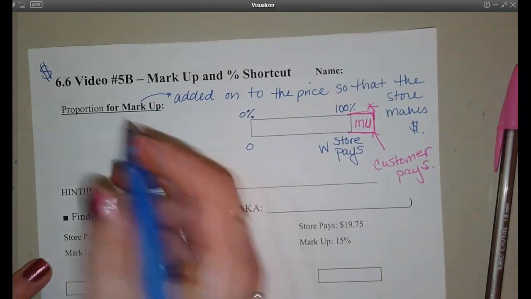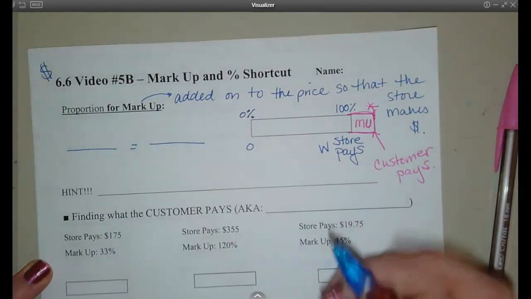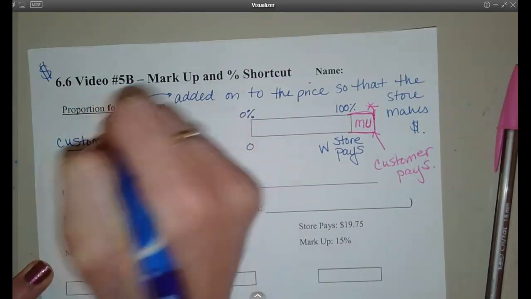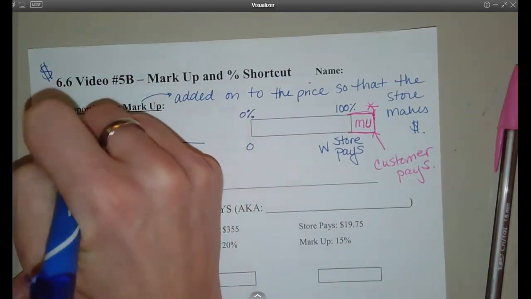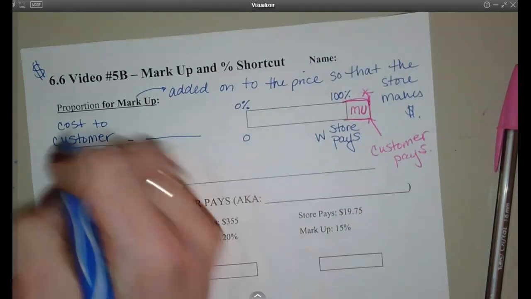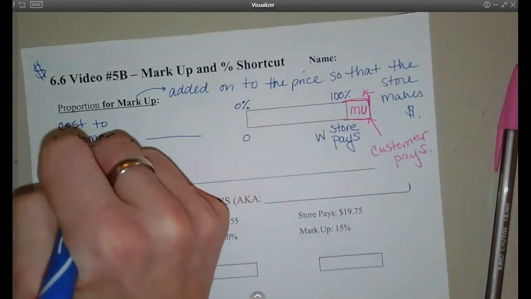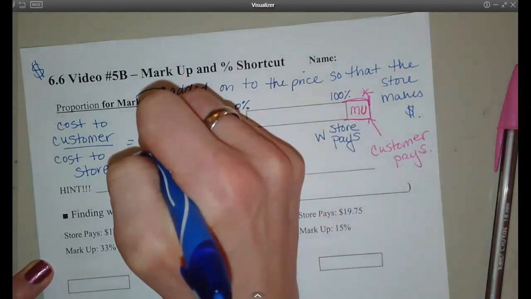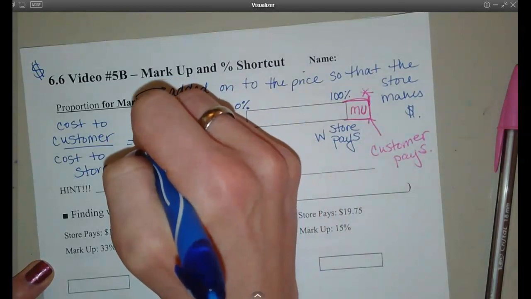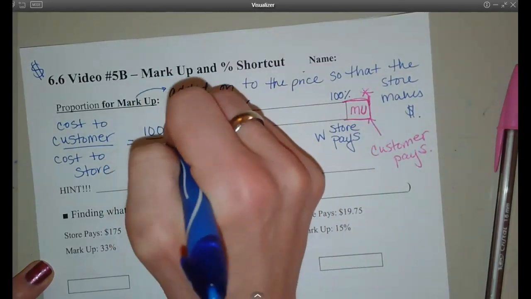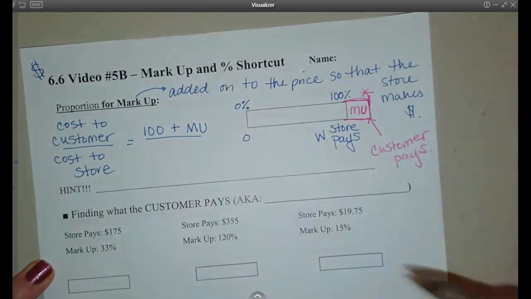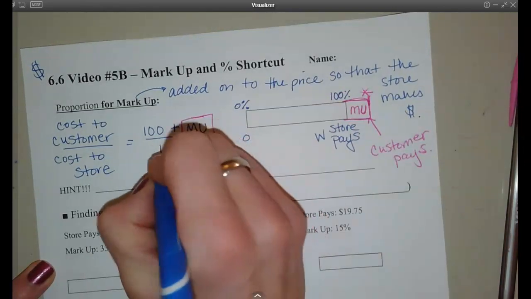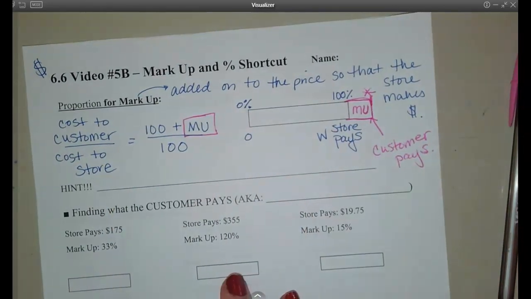So let's put that into a proportion, right? We're going to say what the customer pays, or the cost to the customer, and then the cost to the store. And then over here for our percent, yes, this is still P for percent, but this is going to be 100 plus the markup, right? It's going to be plus however much extra that the store adds on so that they make money, over 100%.